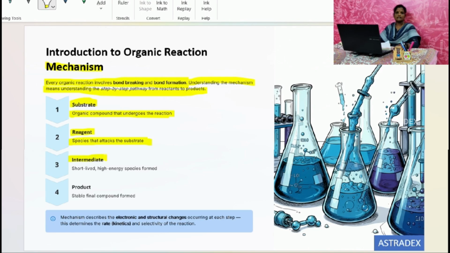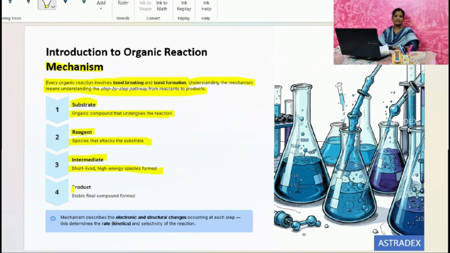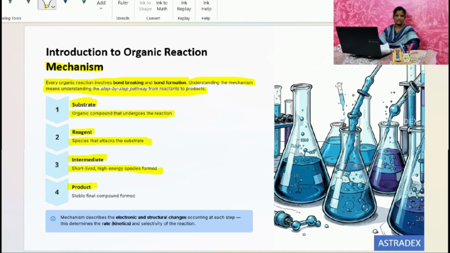Intermediate. Once this attack has taken place, an intermediate will be formed, which will not be stable for long. It will be a short-lived, high energy species. Soon after the intermediate has been formed, it will be converted to the product.